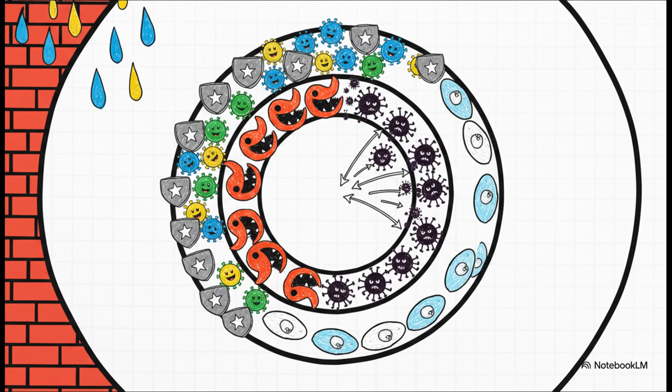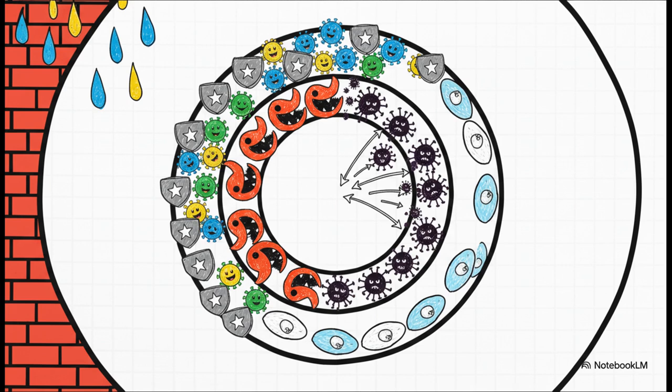We've also got our normal flora. These are the billions of good bacteria already living on our walls, fiercely competing for space and food so the bad guys can't settle in. If the invaders somehow push past all of that, they face our innate immunity, our immediate first responders, things like neutrophils and macrophages. Honestly, just picture macrophages as microscopic Pac-Man that physically swallow and digest the invaders.